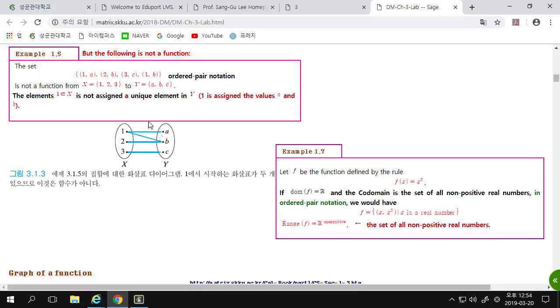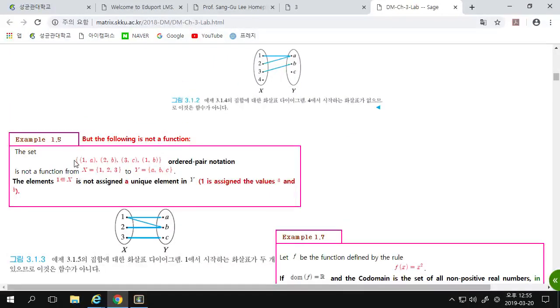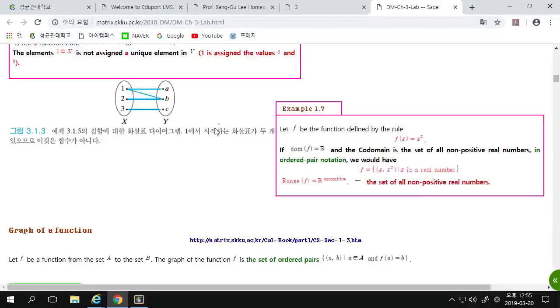And also, this is not a function. 1 goes to a, 2 goes to b, 3 goes to c, and 1 goes to b. In this case, one element in the domain goes to two objects in the codomain, which violates the definition of a function. Okay? So this is not an example of a function.